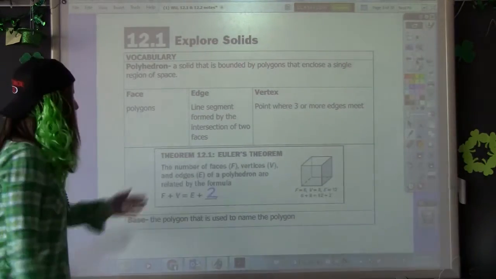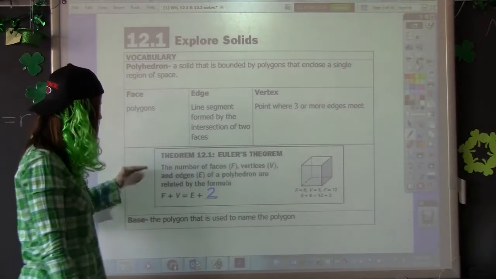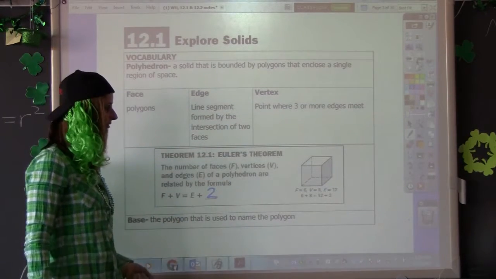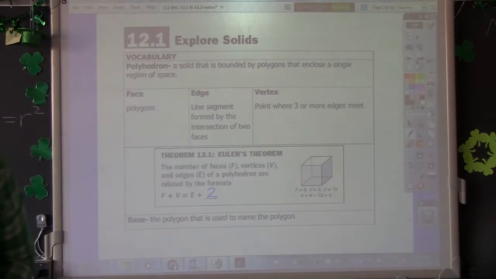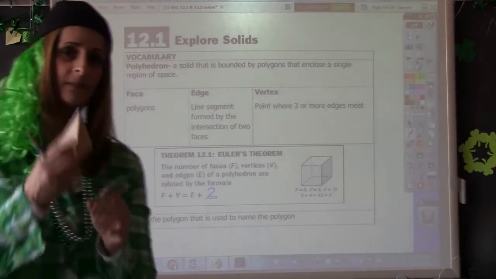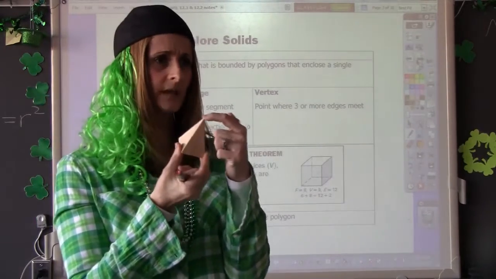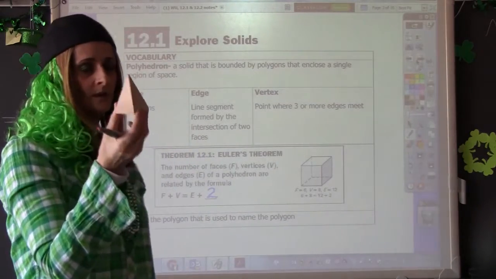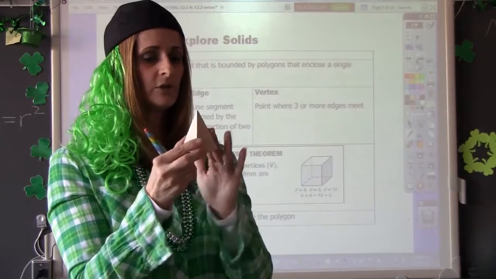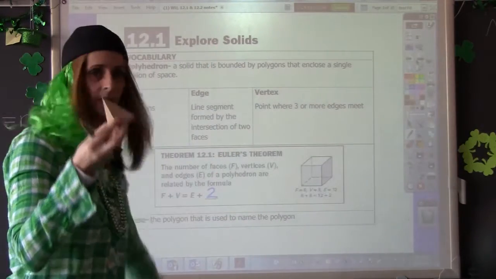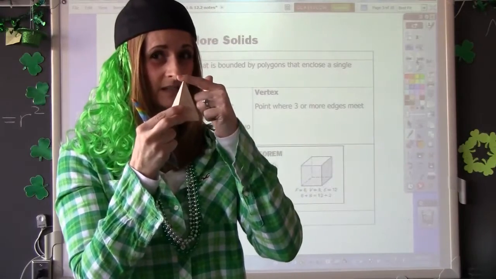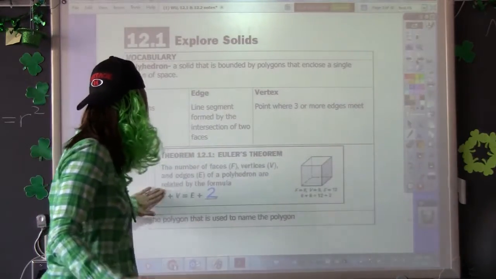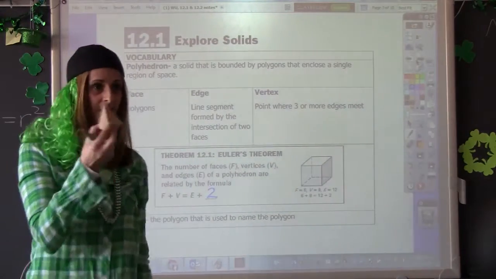Euler's theorem basically says the number of faces plus vertices equals the number of edges plus 2. You probably won't see this on your SOL, but I'd like to use this if I'm not sure whether something is a vertex or not. Is this a vertex? Let's look at the number of faces. How many faces does this square pyramid have? 1, 2, 3, 4, 5. Plus how many vertices? We think that's a vertex, but let's go with it: 1, 2, 3, 4, 5. So faces plus vertices is 10. Let's see if it matches edges plus 2.